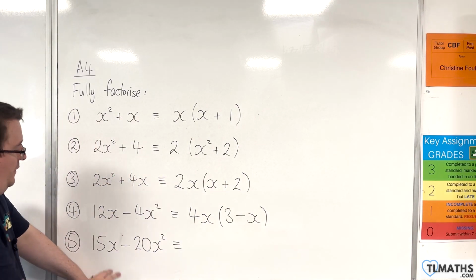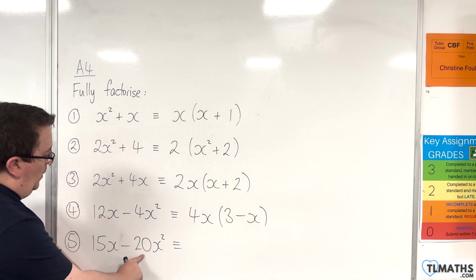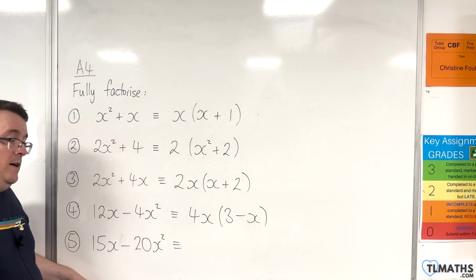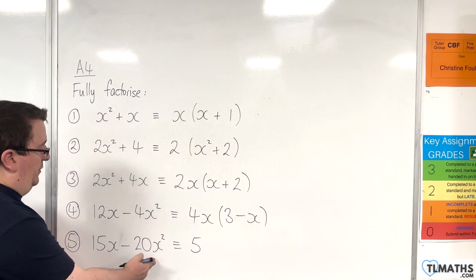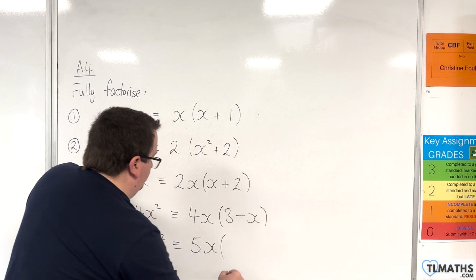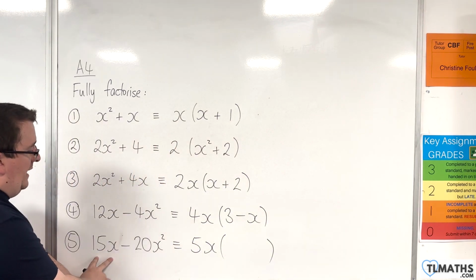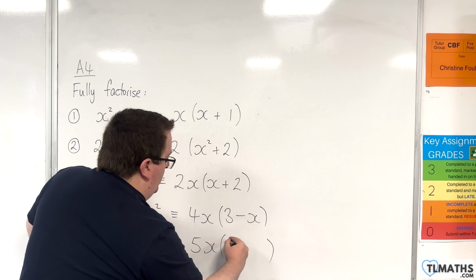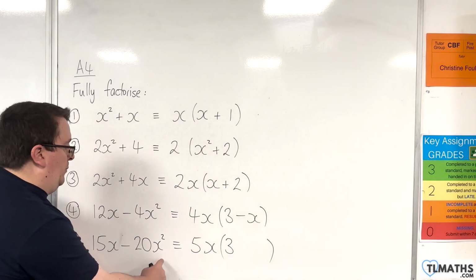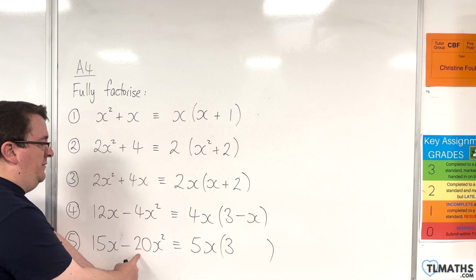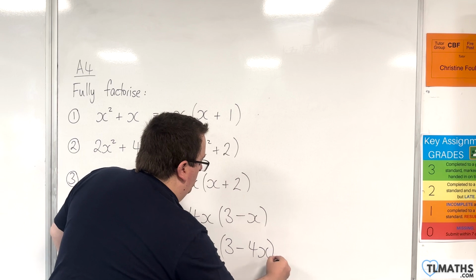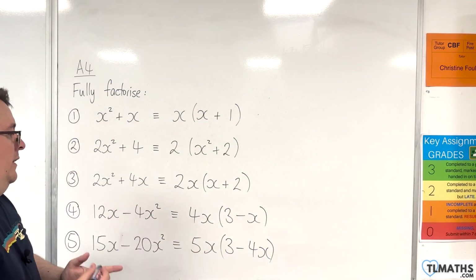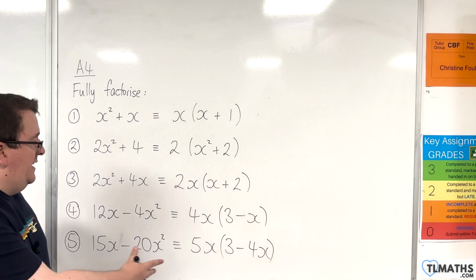Number 5, 15x take away 20x squared. Look at the coefficients first, 15 and 20. They have a highest common factor of 5, so I can factor that out. They both have x involved, so I can factor x out. 15x divided by 5x, well, that's 3. Minus 20x squared divided by 5x, well, minus 20 divided by 5 is minus 4, and then x squared divided by x is x. So we would have 5x times (3 take away 4x), and that's now fully factorised.